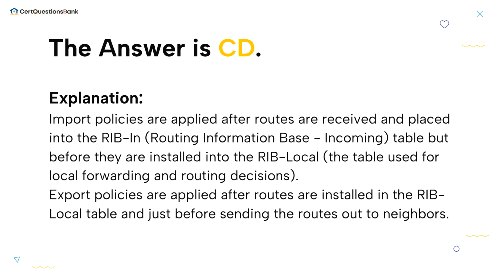Import policies are applied after routes are received and placed into the RIB-IN, the routing information base incoming table, but before they are installed into the RIB local, the table used for local forwarding and routing decisions. Export policies are applied after routes are installed in the RIB local table and just before sending the routes out to neighbors.